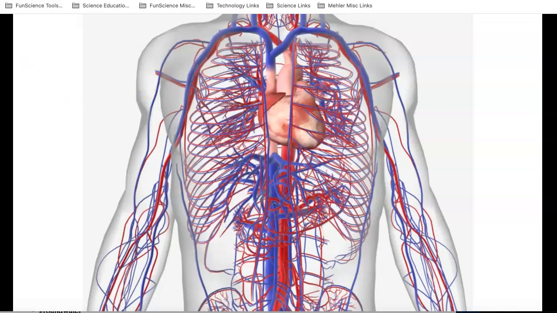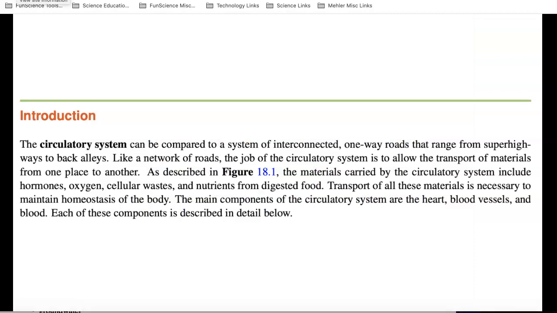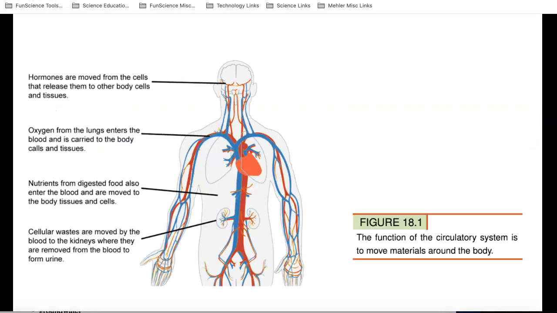which are carrying oxygen. So keep in mind that the circulatory system can be compared to a system of interconnected one-way roads that range from superhighways to back alleys. The superhighways are those big arteries and veins, and the back alleys are capillaries. We're going to look at some of that now.